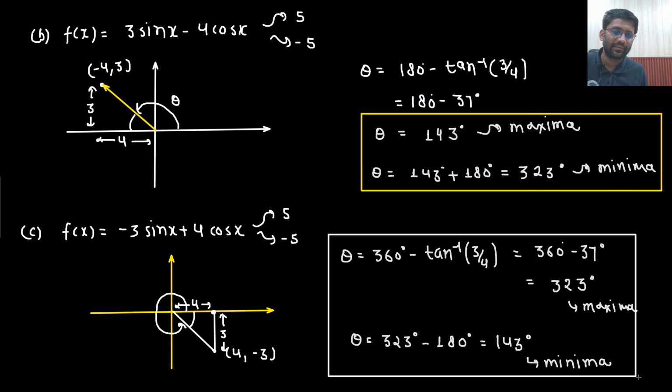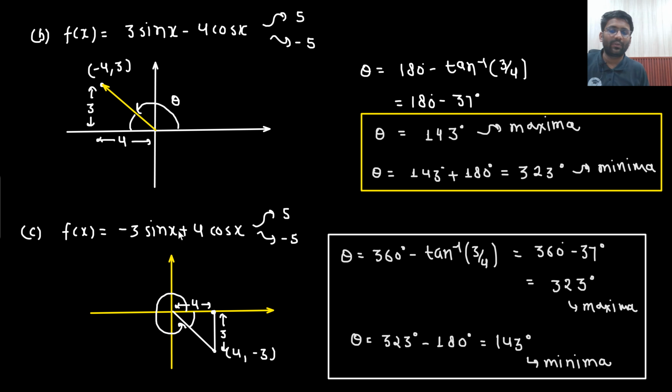And if you are doubtful, you can put the angle here and clear the doubt. Put 143 degrees here and see what answer you are getting. Like, you would have a calculator in the examination. So sine 143 degrees. You have said, sir, that at 143 degrees I will be getting minima. That means at 143 degrees I should be getting the value minus 5.